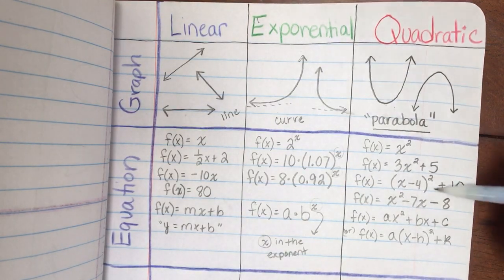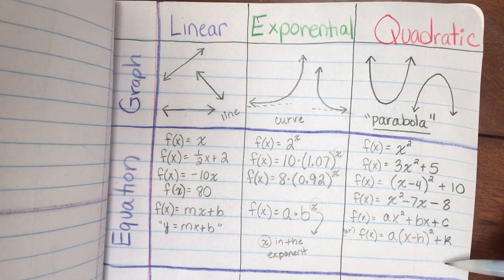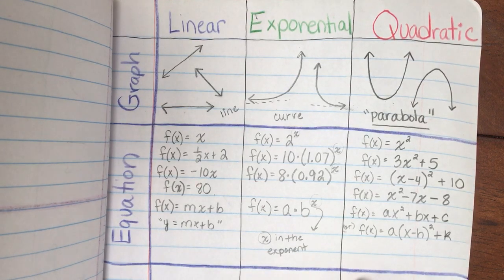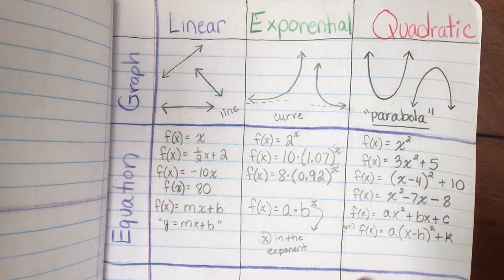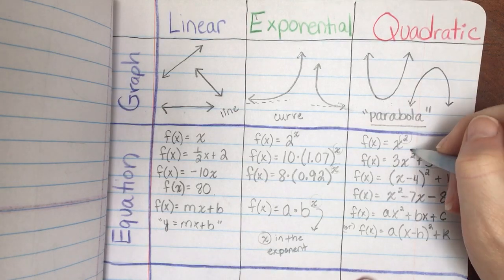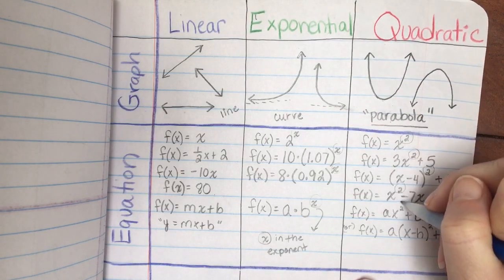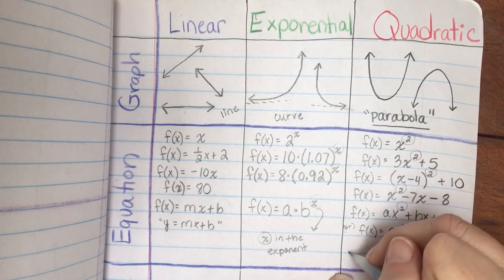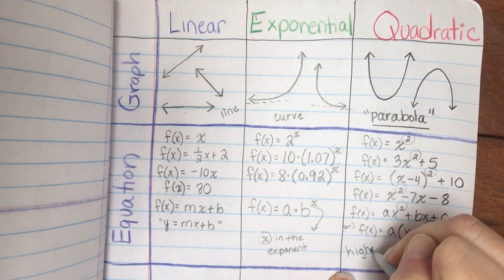Now, what do all of these functions have in common? Think about it. Kind of look them over. Okay, I heard someone in the back there. You're right. They all have a little squared. The highest degree is a 2.